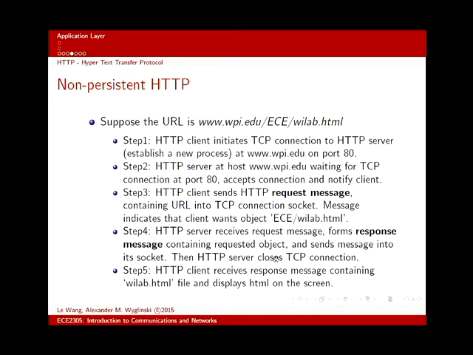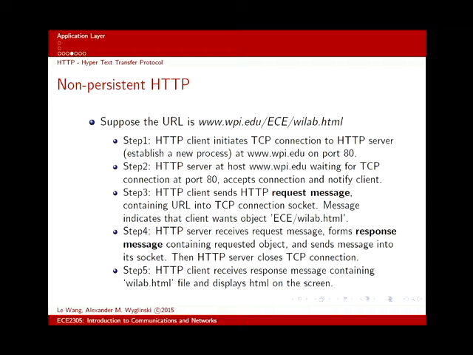So this step-by-step really goes through the process of, okay, I'm accessing this guy. So what happens? I try to initiate the connection. I send a request. The server accepts the connection. Then the client says, I request specifically this object. The server complies, gives me the object, closes the connection, and then the information is displayed on the screen. And that's just a non-persistent HTML, right?